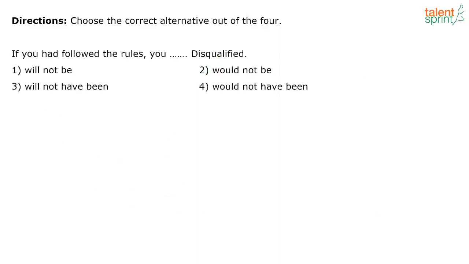We will move to the next question: if you had followed the rules, you dash disqualified. Obviously, it's a hypothetical, if conditional sentence. I just need to look at the options and choose the one which has the right construction. What conditional is this? Option 1 will not be, option 2 would not be, option 3 will not have been, option 4 would not have been. I'm going with the one where most of you have said option 4. So which conditional is this? Third conditional. How do we know that? If plus past perfect, which is had followed.